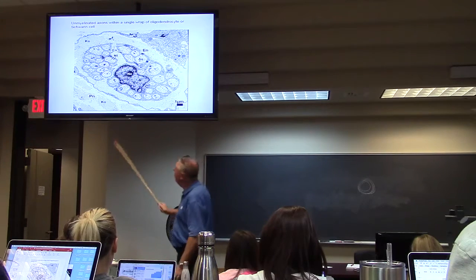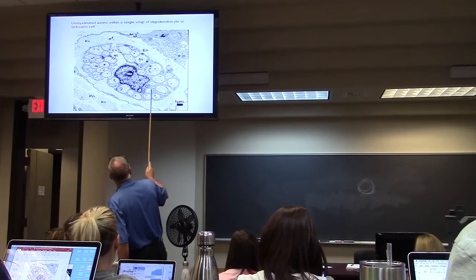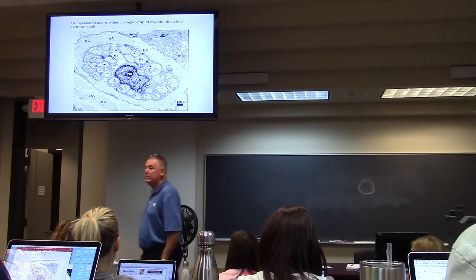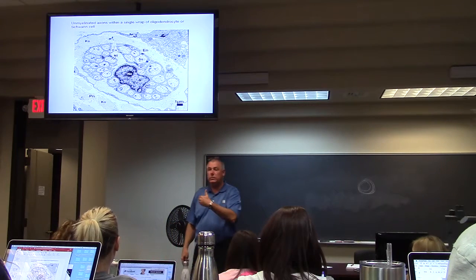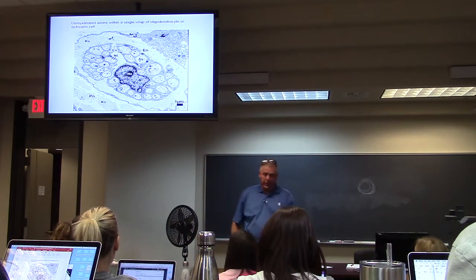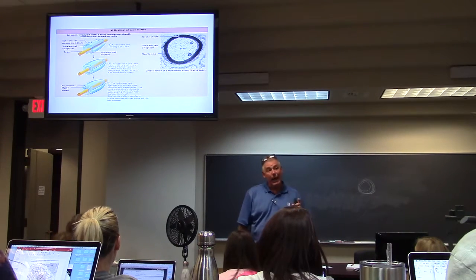So here you have in this one cell, 1, 2, 3, 4, 5, 6, 7, 8, 9, 10, 11, 12, 13, 14, 15, 16, 17 axons within that one cell. Now, this is one thing I want you to pay attention to. If I go back, you need to appreciate the size here.